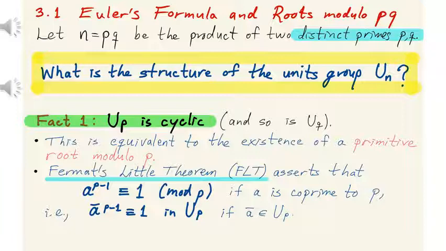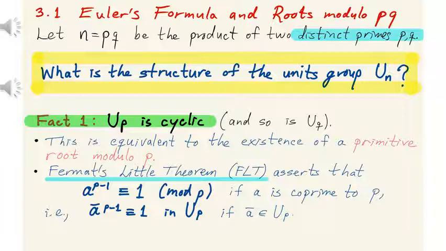That is the product of two distinct primes p and q, which for cryptographic purposes should be thought of as large primes. And what is crucial to this section, one of the central questions in this section, and what is crucial to the RSA cryptosystem, is understanding the structure of the group of units U_n. And that's what we're going to be discussing for the rest of this section.